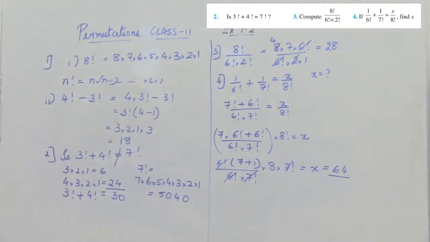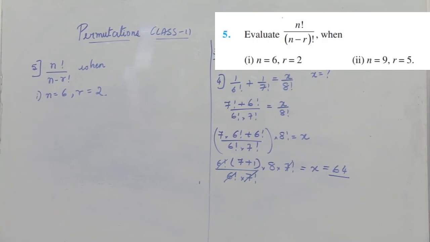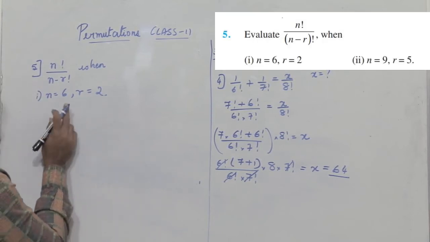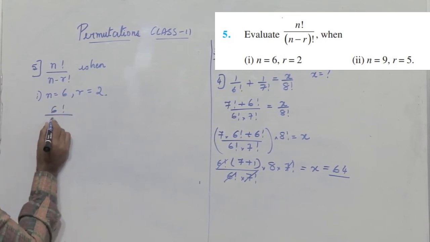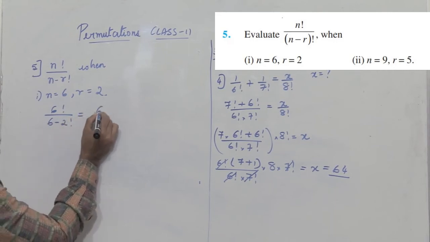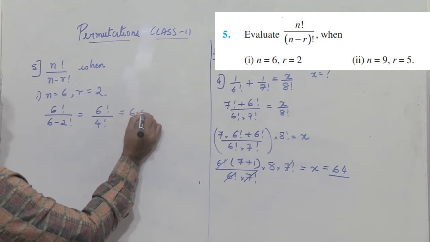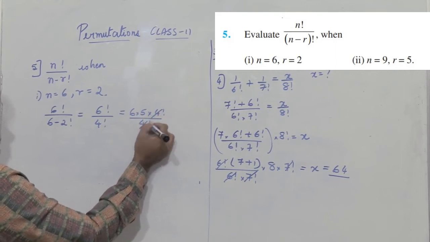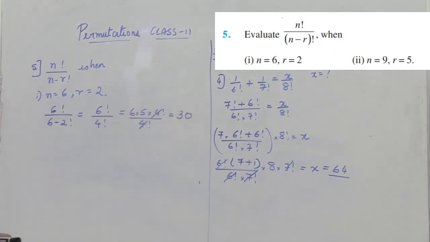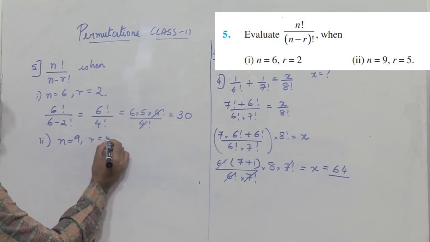A very easy problem. So find the value of n factorial divided by n minus r factorial, which is nothing but nPr as we defined, when n equals 6 and r equals 2. So you have 6 factorial divided by 6 minus 2 factorial. So you have 6 factorial divided by 4 factorial. So this is 6 into 5 into 4 factorial divided by 4 factorial. So 4 factorial gets cancelled. So 6 into 5 is 30. A very simple problem.